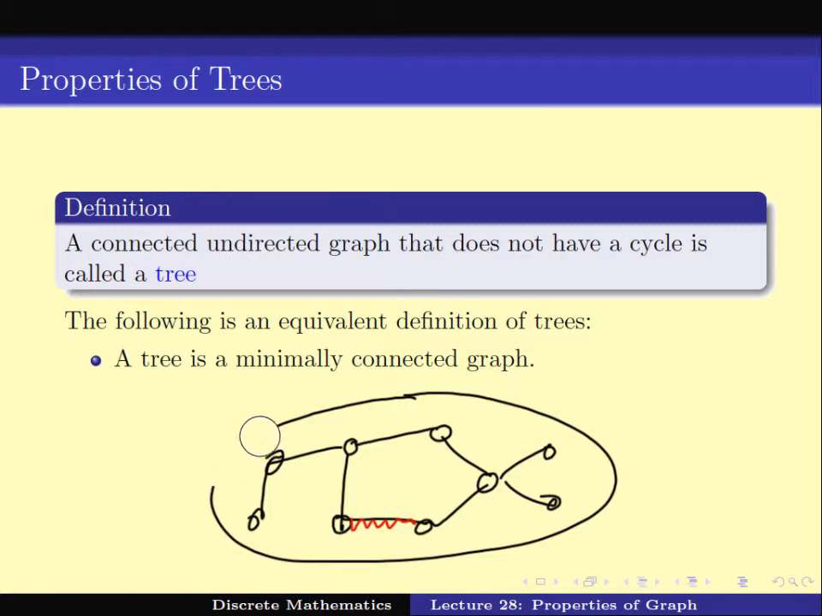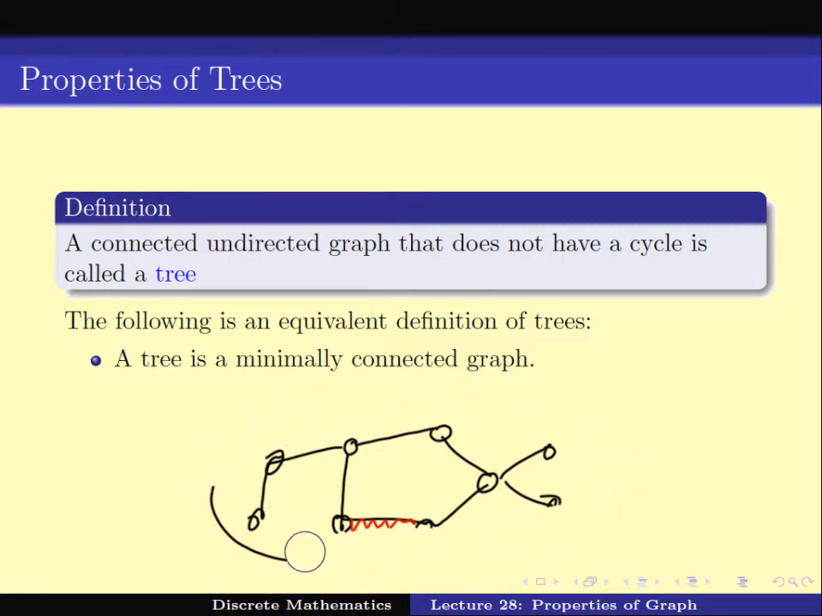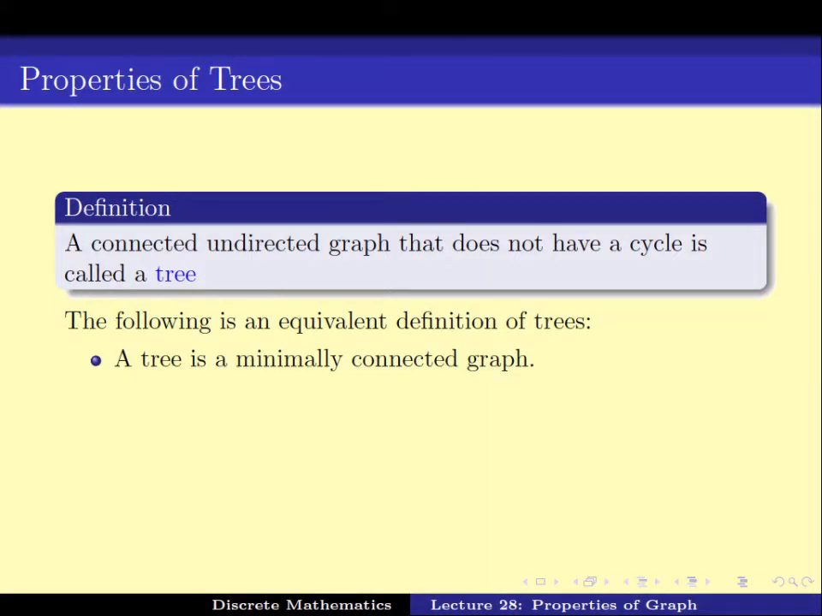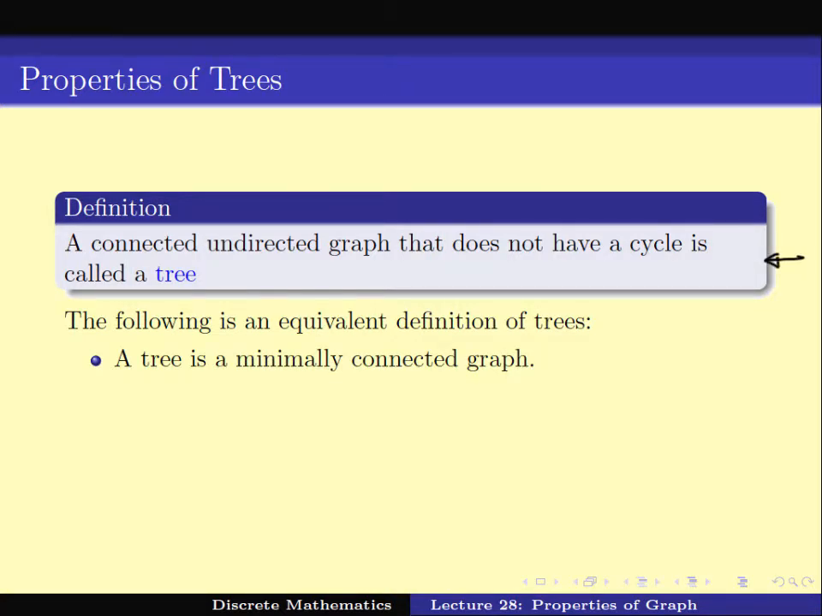But the basic idea, the most important thing, is that a tree has 2 or 3 different definitions, all of them equivalent. This is one of them: a connected graph that doesn't have a cycle. And the second one is this: a tree is a minimally connected graph, meaning a graph is minimally connected if by removing any edge you can make it disconnected.